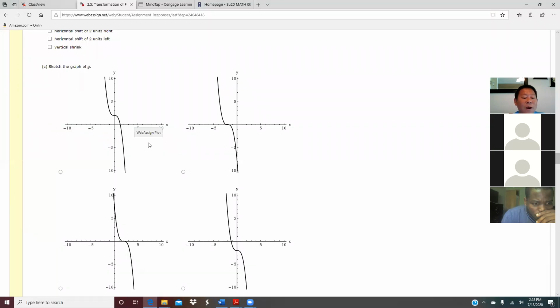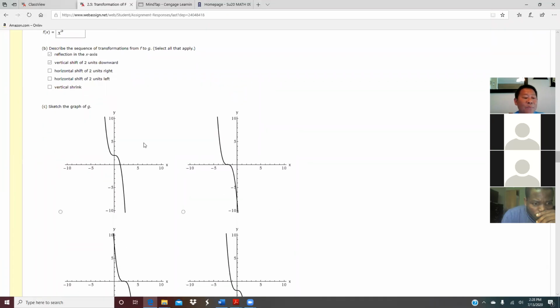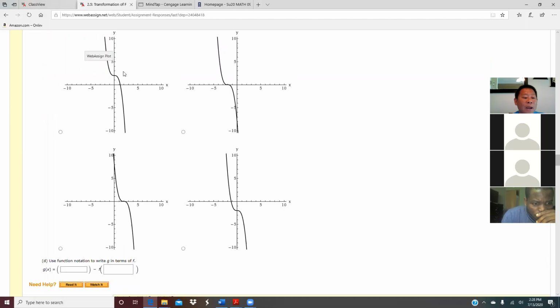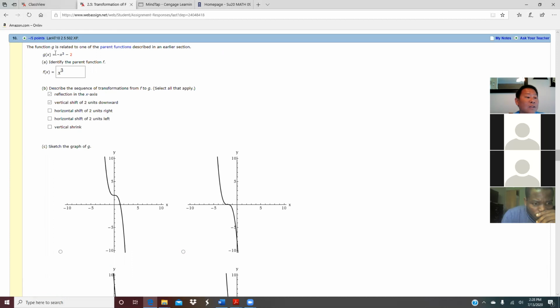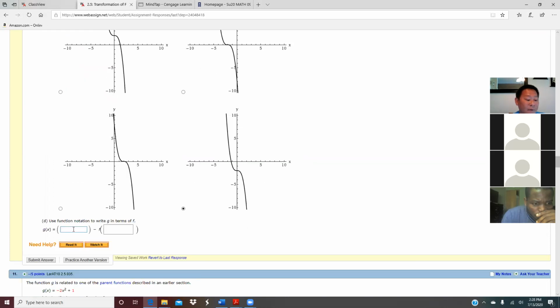So which one of these graphs looks like being reflected and moved down 2? A, B, C, D. D. This is the one that is reflected and moved down 2. And lastly, you have to write this G in terms of F. So what you do here is you have the negative here. So you put a negative.